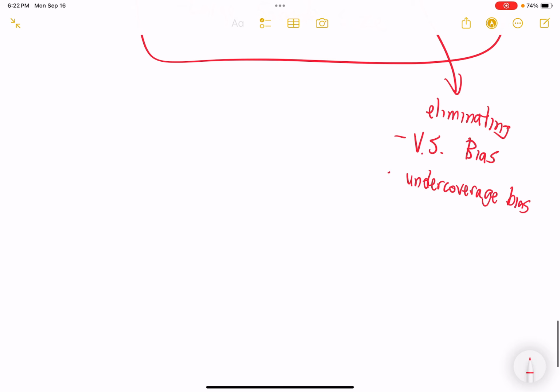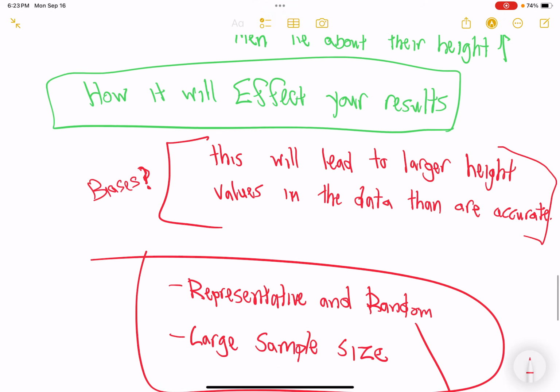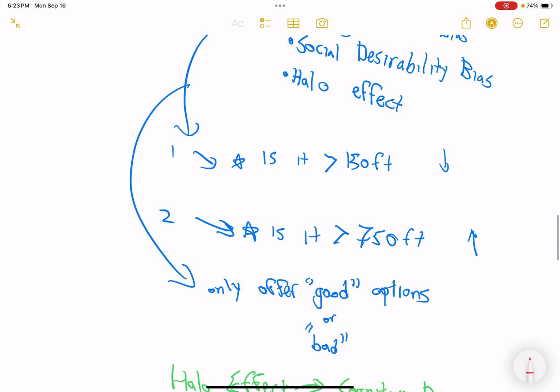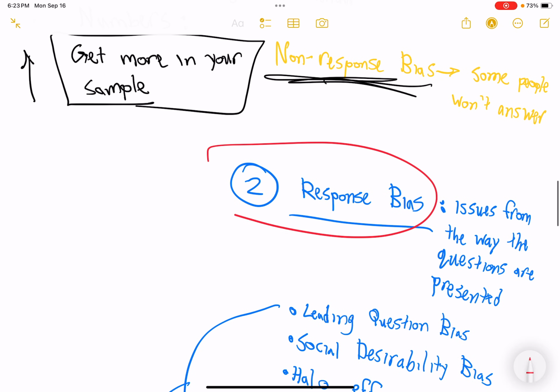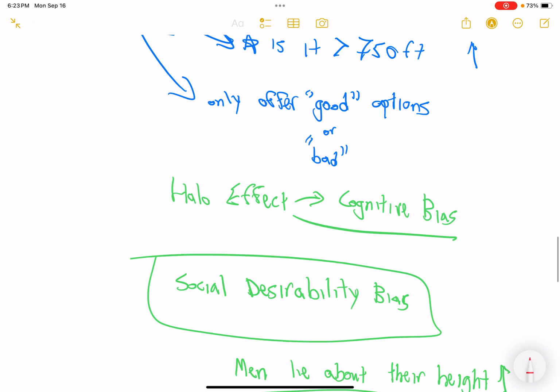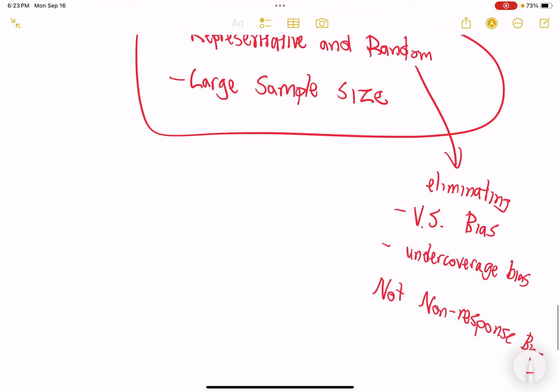But of course, not non-response bias. Non-response bias is still going to be an issue. That's okay. And same thing with leading question and social desirability bias. A lot of these issues that have to do with response biases can't be fixed just by how we randomly sample, right? Because those are questions we wrote. But we can fix a lot of this selection bias stuff with that.